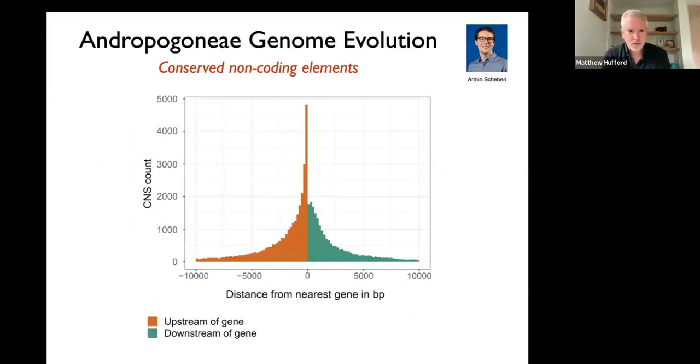And again, most of these conserved non-coding sequences pile up within the upstream regions of genes where we're regulating expression. So you can see the counts of those just upstream of genes being the highest, and as we look in the neighborhood of genes within these assemblies.